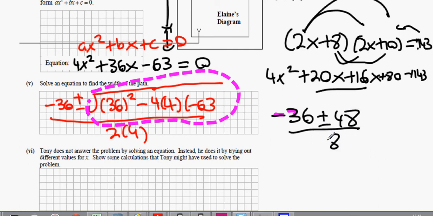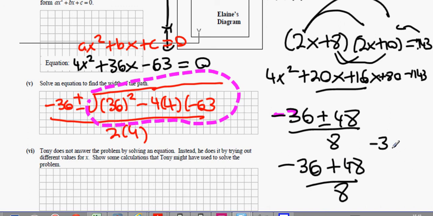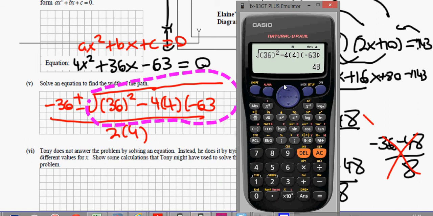Now that breaks up into two answers: minus 36 plus 48 over 8, or minus 36 minus 48 over 8. Now what you got to remember is it can't be a negative answer, so this one doesn't count, because minus 36 minus 48 is a negative number. It has to be a positive number. So what we do next is just put this directly into the calculator.